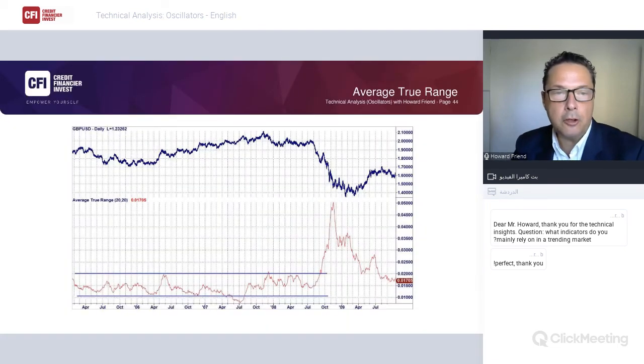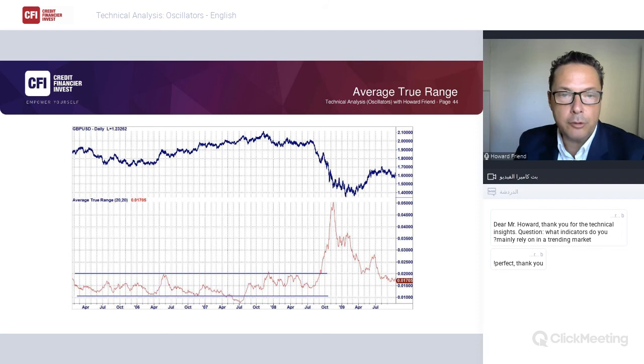Okay, and this goes back to cable, going back to the previous financial crisis, 2008, 2009. For a good period of time, a good 2 or 3 years, the average true range for cable was 100 pips to 200 pips. So that was a good barometer as to how you should manage your risk.